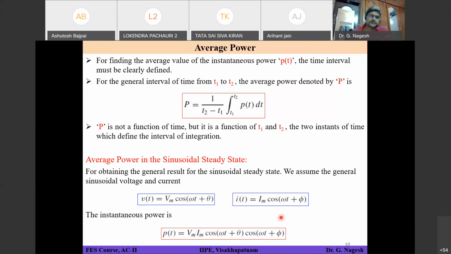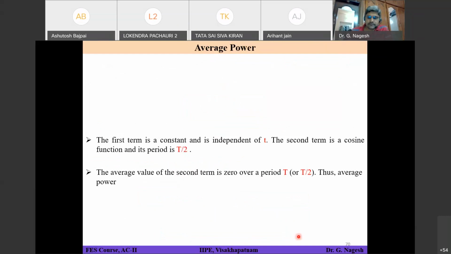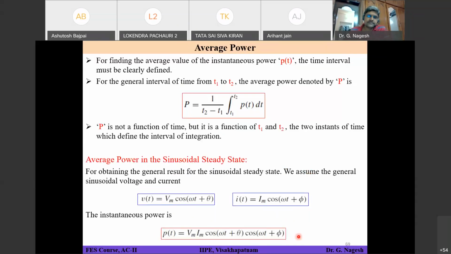Okay, so P of t, the instantaneous power, is given by this expression: Vm Im into cos of omega t plus theta into cos of omega t plus phi. Please try to solve this P of t expression. You have a cos a cos b function, something like that. You know that cos a plus b plus cos a minus b equals 2 cos a cos b, right?